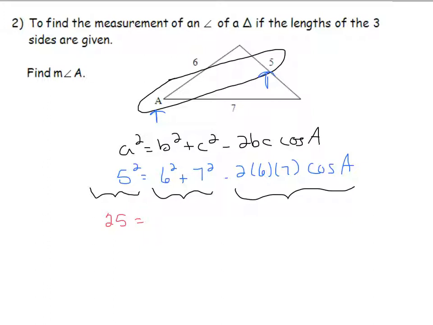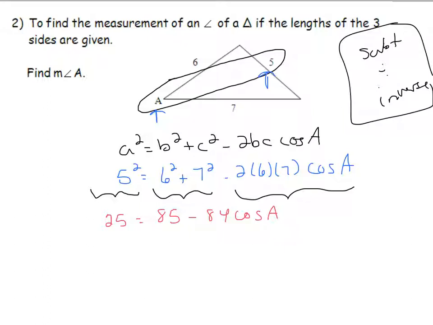6 squared plus 7 squared is 85. And then 2 times 6 times 7 is 84. And don't forget you have your cosine of A. Once you break it into 3 parts, you're going to do 3 things. You're going to subtract, divide, inverse. Subtract, divide, inverse. So 3 parts, then 3 steps.